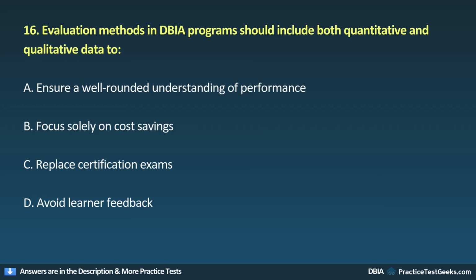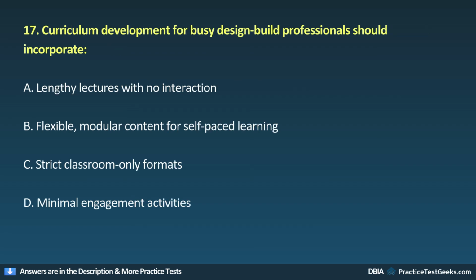16. Evaluation methods in DBIA programs should A. Include both quantitative and qualitative data to ensure a well-rounded understanding of performance. B. Focus solely on cost savings. C. Replace certification exams. D. Avoid learner feedback.